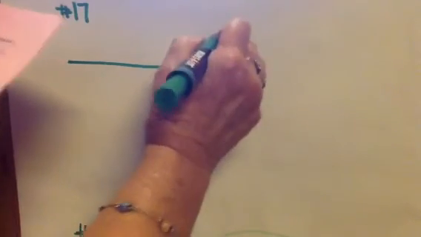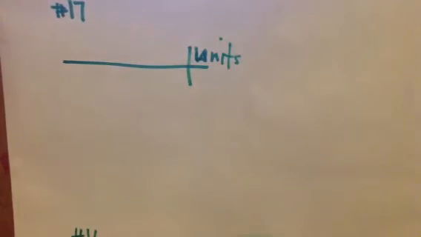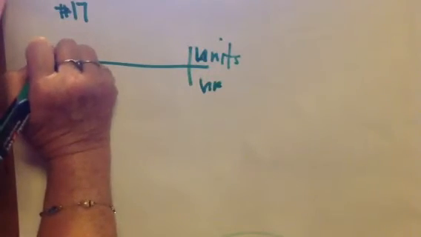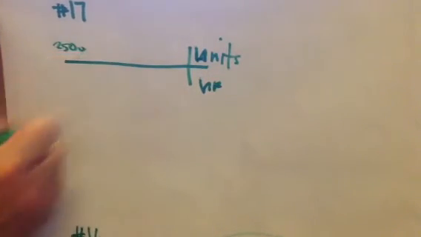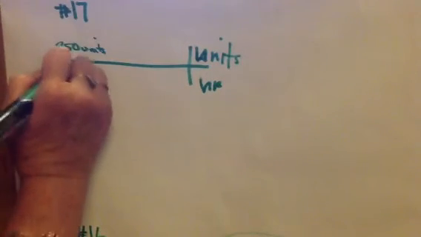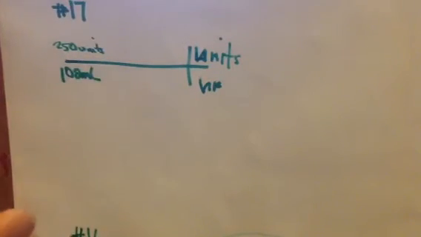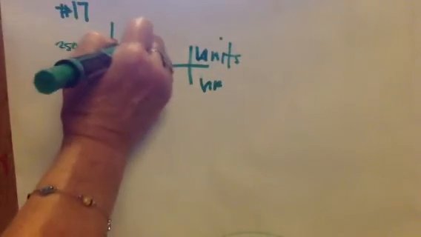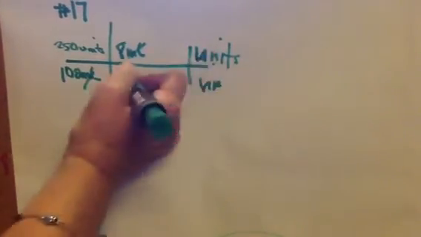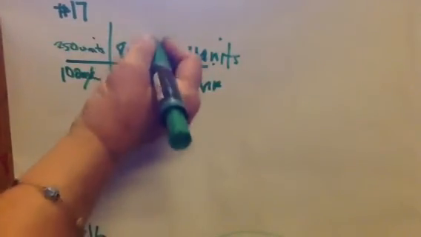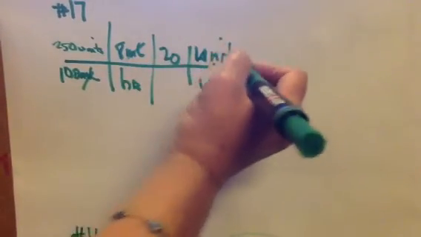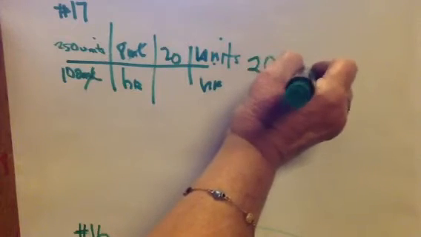And you guys, we always have to write out units because it has the potential of being misread. So units per hour. We know that we have 250 units, and that's in 100 milliliters. And it's running at 8 milliliters per hour. So when we cross those out, we have our units, we have units left, and we have our hours left. So that comes out to 20. So our patient is getting 20 units per hour.